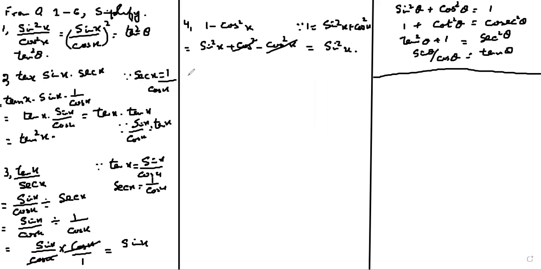Question number 5 now. Secant square x minus 1.